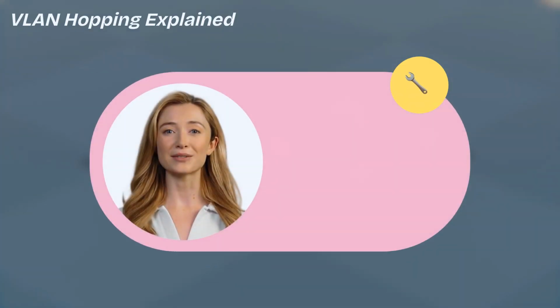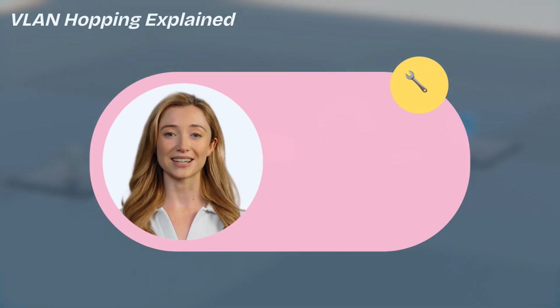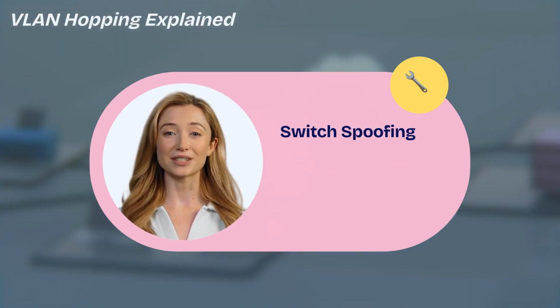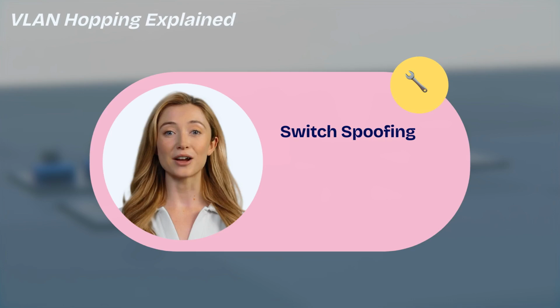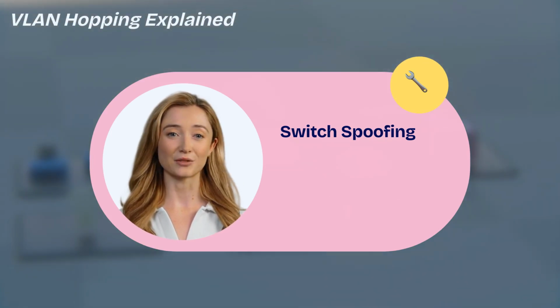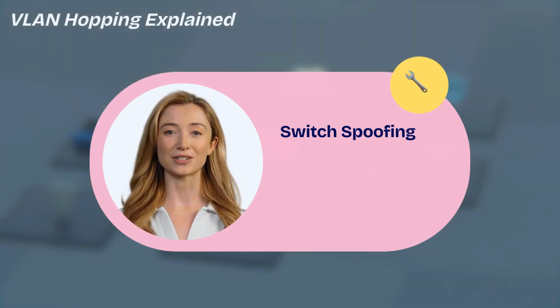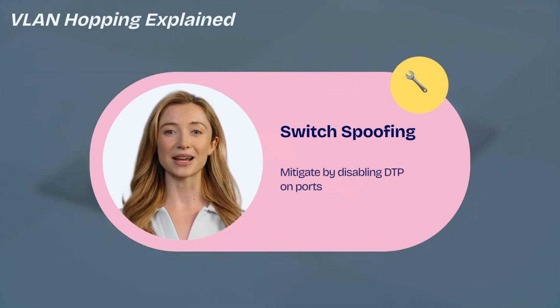But let's dive deeper. VLAN hopping can be achieved through several methods. For instance, switch spoofing happens when an attacker configures a device to mimic a switch and sends Dynamic Trunking Protocol, or DTP, frames to negotiate a trunk link, allowing access to all VLANs. You can mitigate this by disabling DTP on ports not intended for trunking.